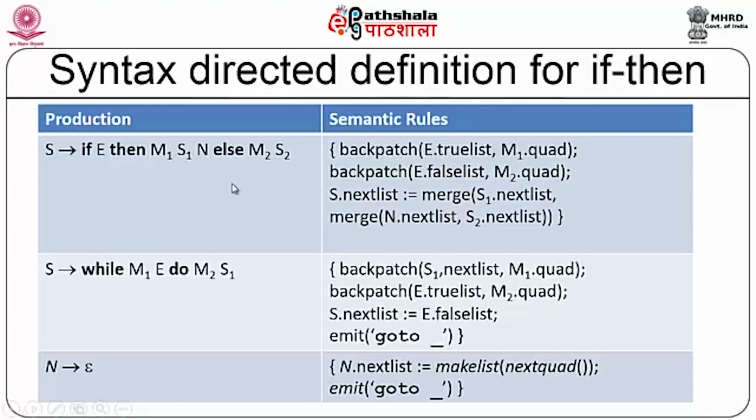So, this N here is to issue a simple go to here to skip the body of the else block if this condition is true. Okay. So, that is what we have here.